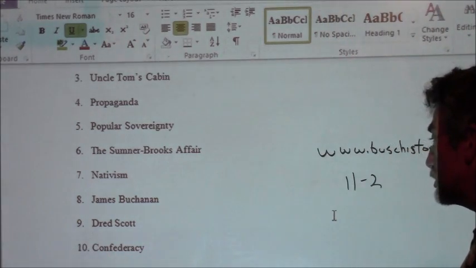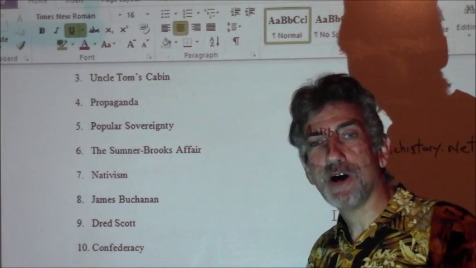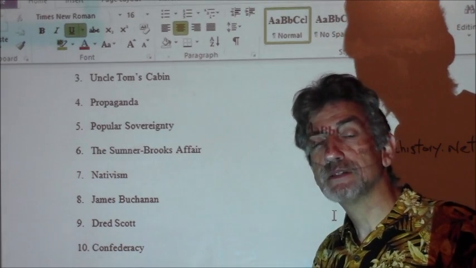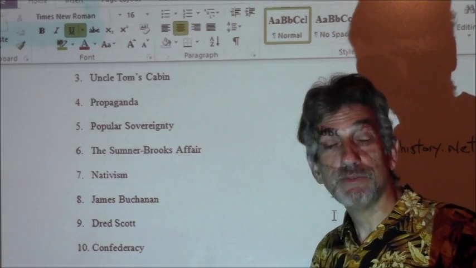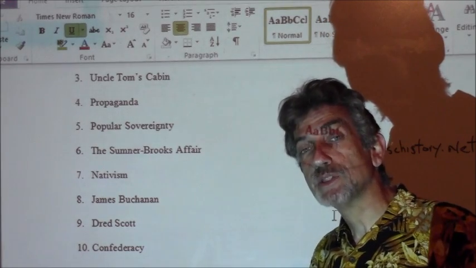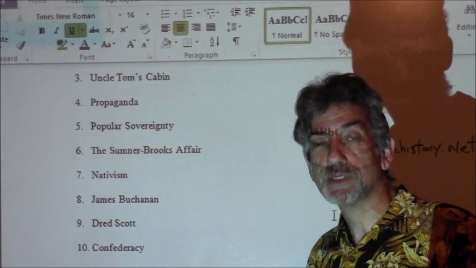Stephen A. Douglas from Illinois, the grandfather of popular sovereignty, if you like, and he runs against Abraham Lincoln in the election of 1858 in Illinois and wins. He becomes senator from Illinois. He runs against Lincoln in the election of 1860 and loses, and Lincoln becomes president of the United States.